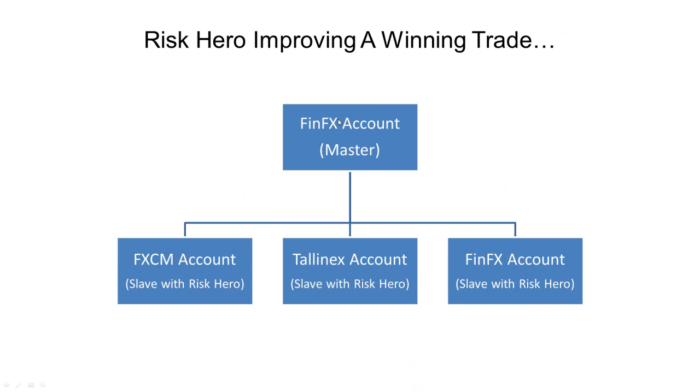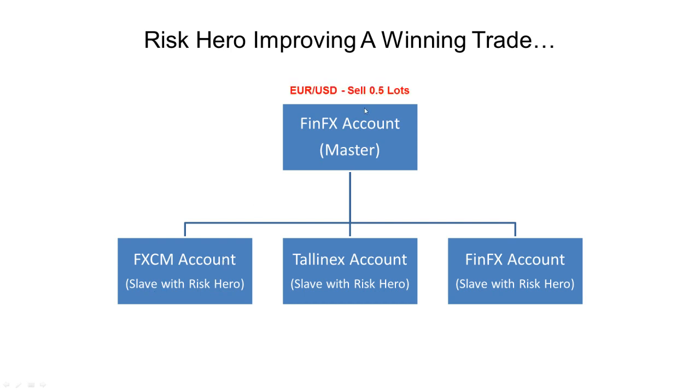We're only using that account as a signal to tell us what to do on our other accounts, where we're going to use Risk Hero's lot size calculation method, or money management method. I've shown here that you could have three other accounts, or maybe just one. Each of these has Risk Hero enabled, and these are called slaves because they copy the trades the master takes, with the exception that each puts in its own calculated lot size.